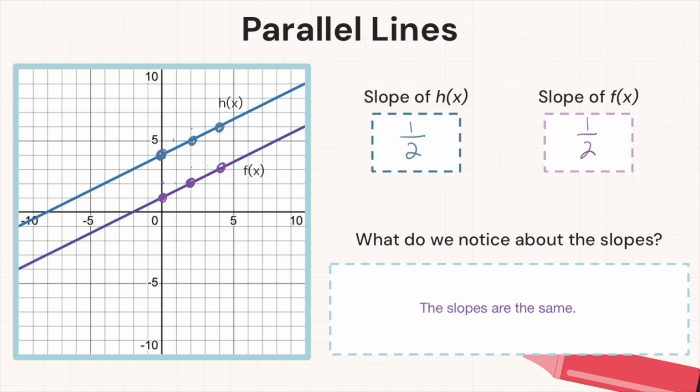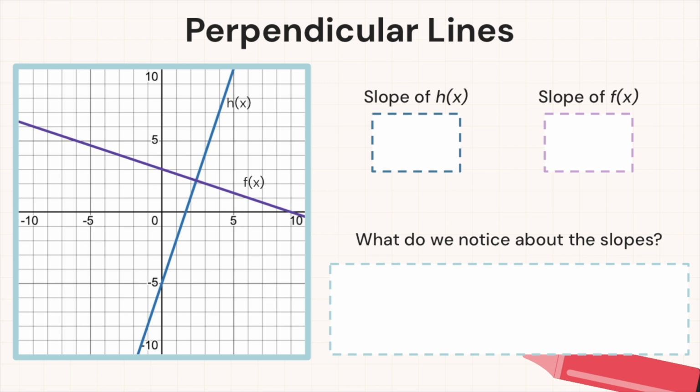Now let's take a look at perpendicular lines. Here we are at perpendicular lines, and we've got two lines again, the slope of h of x and the slope of f of x. We're going to find those slopes first, and then we're going to compare them. Let's start with the slope of h of x. We're going to start down here with our y-intercept. We're going to go up 3 over 1. So our slope is 3 over 1, or just 3.